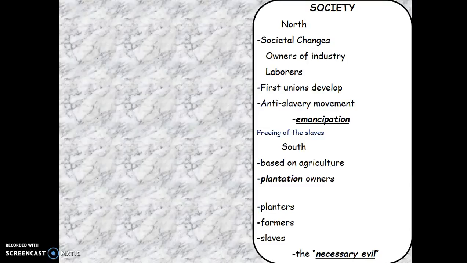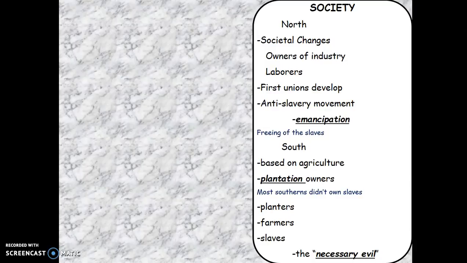The South, their entire economy is based on agriculture. Your plantation owner is the head of that society, and he makes up less than 10% of the population in the South. The plantation owner is the only person in the South that did own slaves. 90% of your Southerners never owned a slave, never had a huge plantation. Most farmers in the South had a small farm, less than 100 acres. They raised enough to take care of themselves, to feed themselves, clothe themselves, and maybe a little bit extra to trade for things that they may need from somebody else.